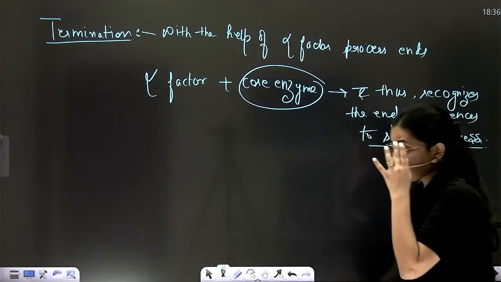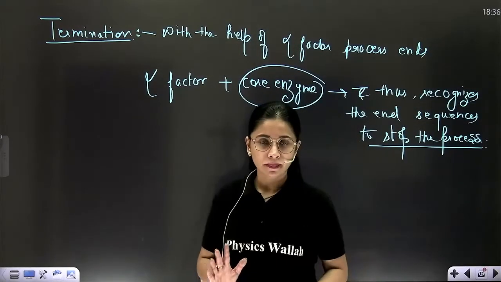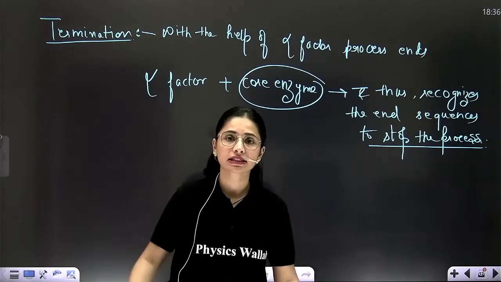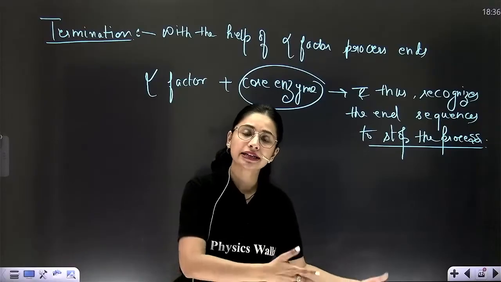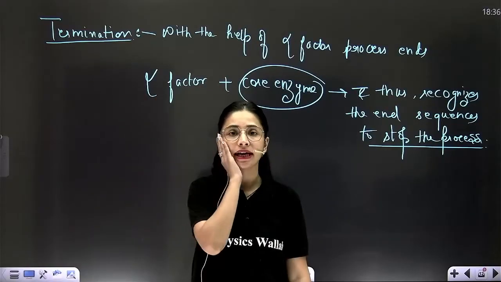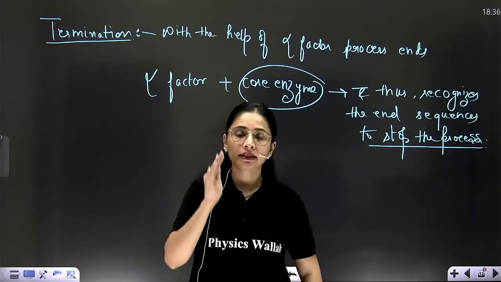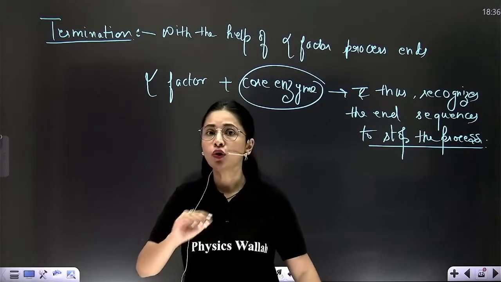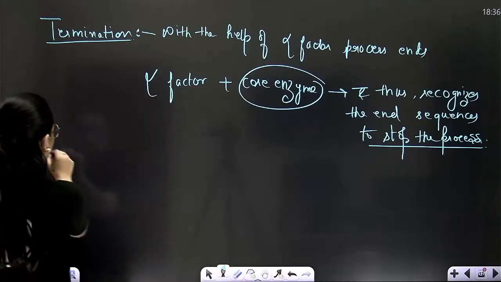Okay. Now in case of prokaryote, as soon as transcription is completed, even sometimes even when transcription is continuing, translation is also taking place simultaneously. But in case of eukaryote, transcription and translation are not coupled. So note the point.